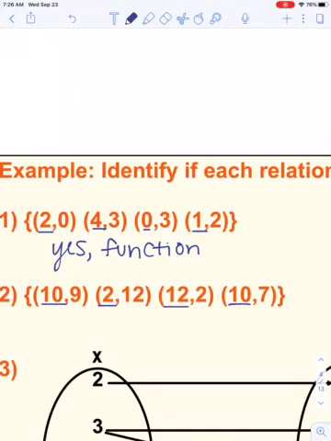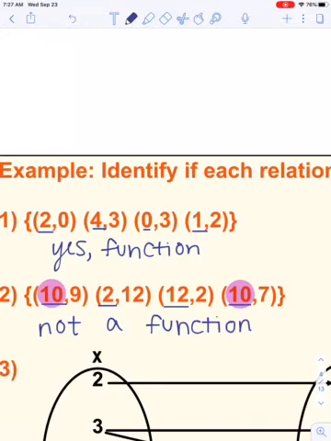Okay, for number 2, again, if we're trying to identify if it's a function or not, we look at the x values. So I have 10, 2, 12, and 10. So these 10s repeat. So this is not a function because those 10s were used more than once.